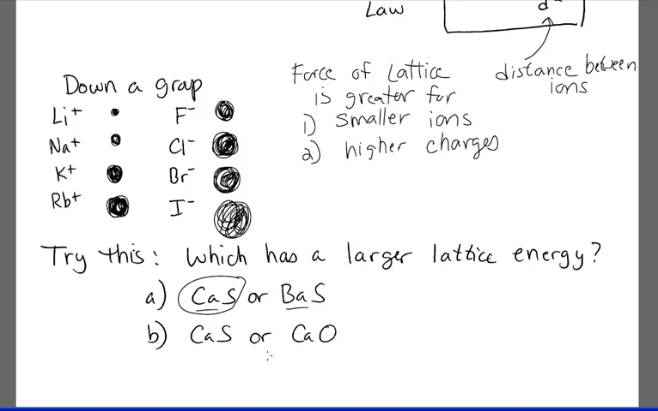All right, and then let's compare calcium sulfide to calcium oxide. Here the cations are the same, but the anions are different. And so you're comparing also two things in a group. Sulfur and oxygen are in the same group, so you can go by size. Oxygen is higher in the periodic table, so it's going to have a smaller ion, so it's going to have a larger lattice energy.